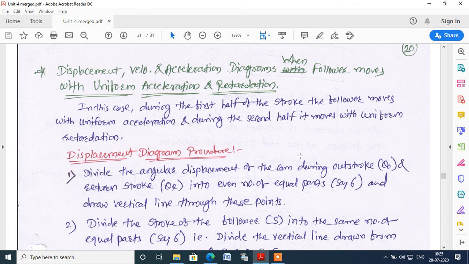Welcome back for the next module of Theory of Machines 2, unit number 4, cam and follower. Today we will discuss the displacement, velocity and acceleration diagram when the follower moves with uniform acceleration and retardation motion. In this case, during the first half of the stroke, the follower moves with uniform acceleration, and during the second half it moves with uniform retardation.